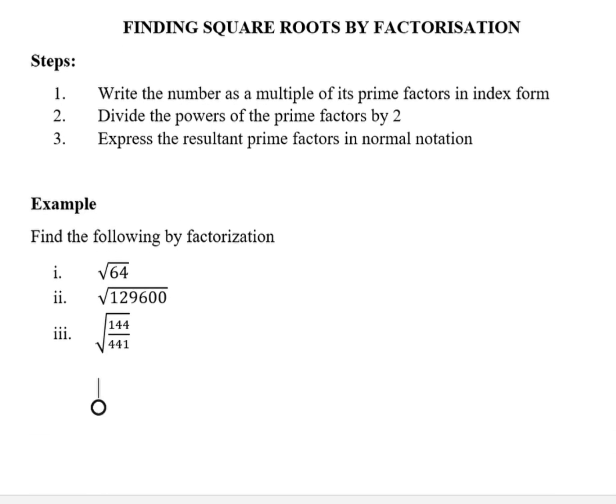To find square roots by factorization, these are the steps that we follow. Number one, you write the number as a multiple of its prime factors in index form. Divide the powers of the prime factor by 2. Then express the resultant prime factors in normal notation.